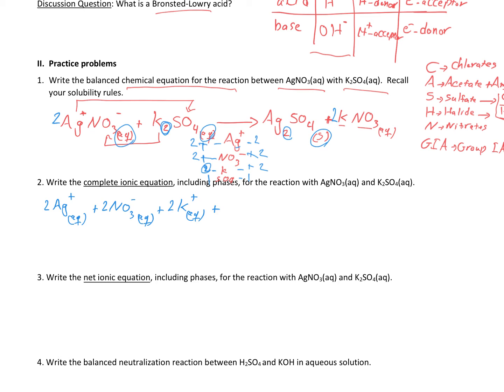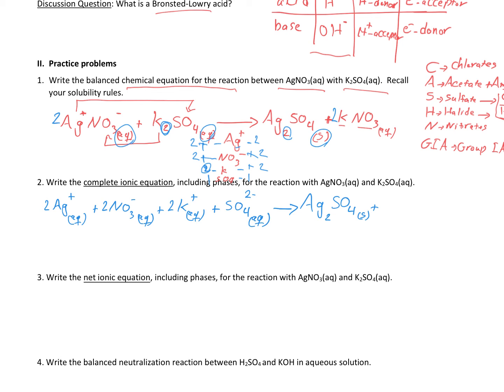And how many sulfate do we have? We have 1 sulfate, so SO4 2-. It's a polyatomic ion that you have to memorize. So these are the reactants. For the products, the first one is a solid, so we do not write the ions, it just stays as a solid. So Ag2SO4, solid state.